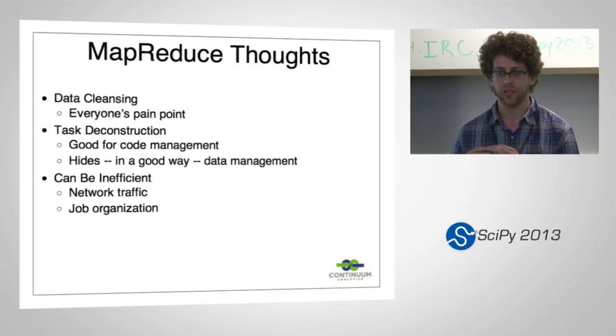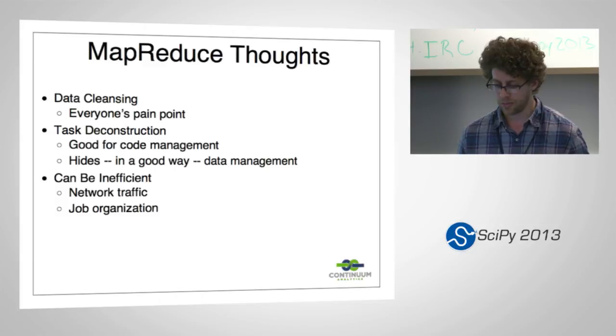And that task deconstruction of saying this job is part of the mapper, and this other piece of code is part of the reducer, it's nice to have your code split up like that in terms of readability and in terms of just job decomposition. But there can be a lot of network traffic, so you should be mindful of those things.